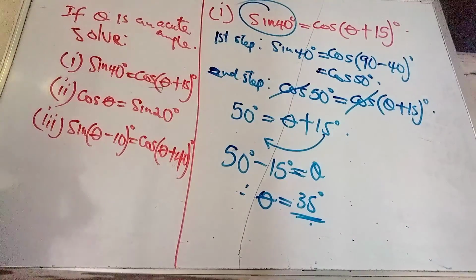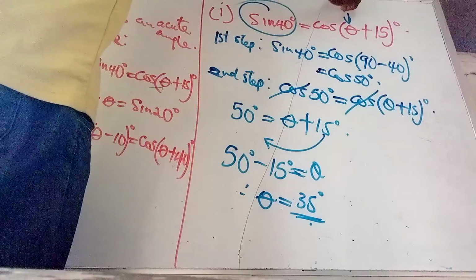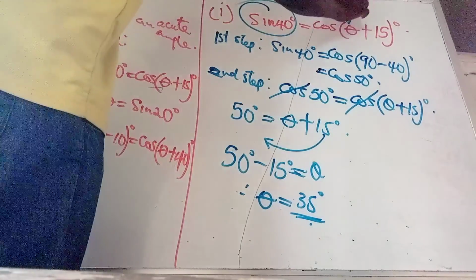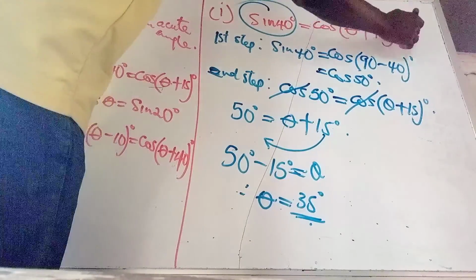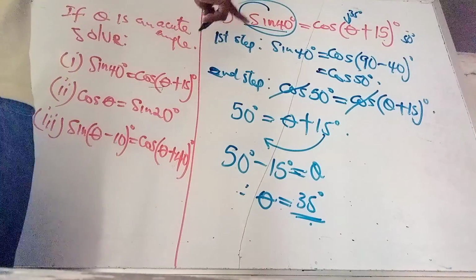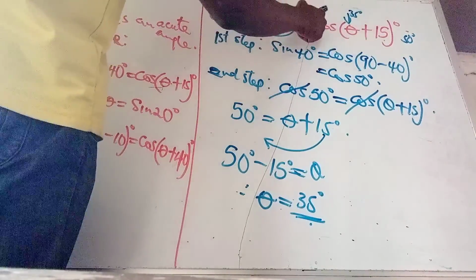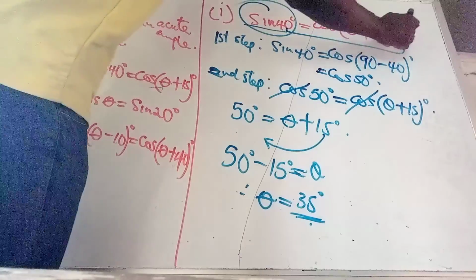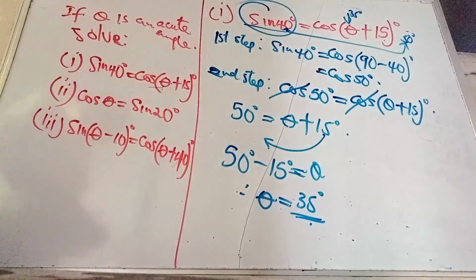So if you want to test whether you are correct or not, go and substitute theta here with 35. When you substitute 35 plus 15, that will give you 50. That means sine of 40, if you press your calculator, whatever you get is what you get when you press the cosine of 50 degrees, because 40 and 50 are complementary angles.